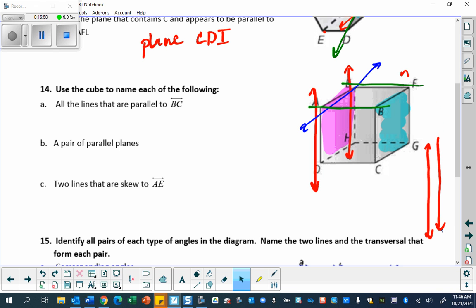So when I'm talking about line AE, all the lines I have up there are right now intersecting AE. Any line that's parallel to AE, here, here, and here, are not going to be skew because I can have a plane that exists between them. So guess what? The 4 lines that are not colored in right now, and one of those is skew.